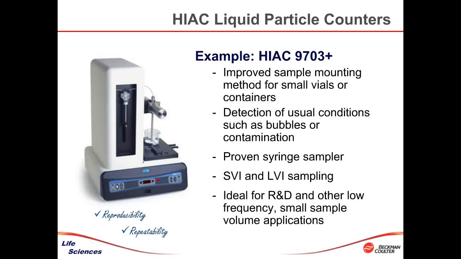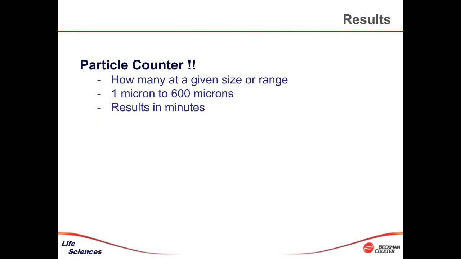A common design, the HIAC 9703, is tuned specifically for the pharmaceutical needs and works for both 788 and 787 types of analysis. So again, what we're dealing with is a particle counter, a numerator. So we're telling you how many particles are seen at a certain size or within a range. Typically, the ones used for this purpose for 787 would be from roughly 1 micron up to perhaps 600. The results are, it says here minutes, but almost seconds. You're getting results very quickly.